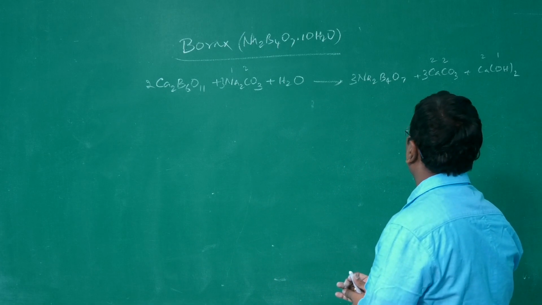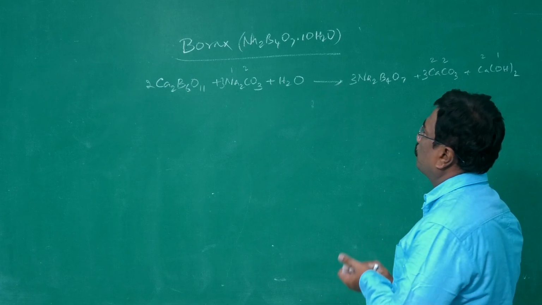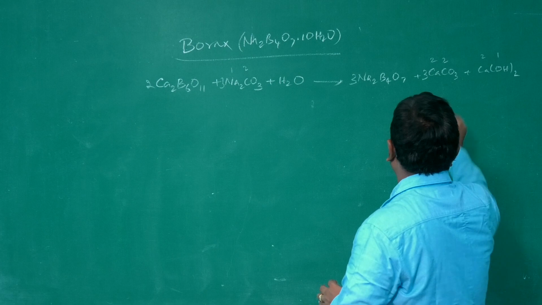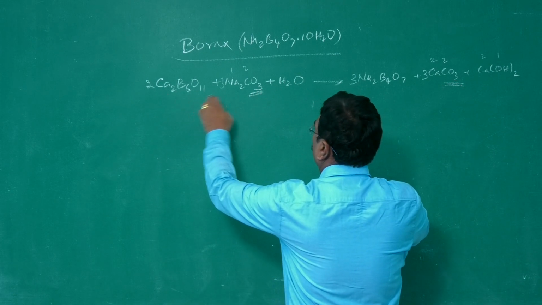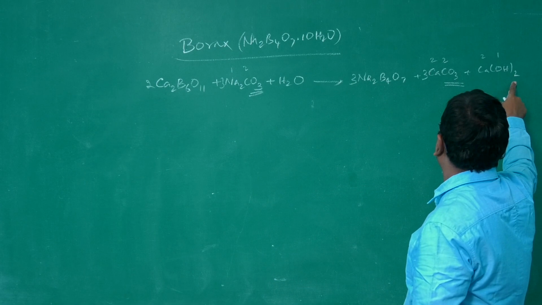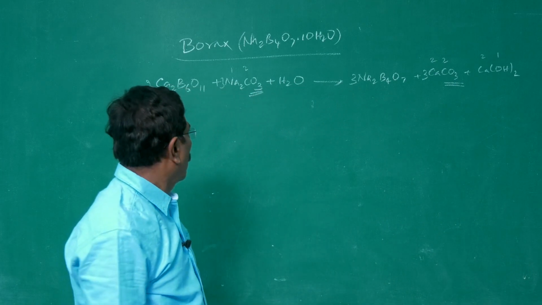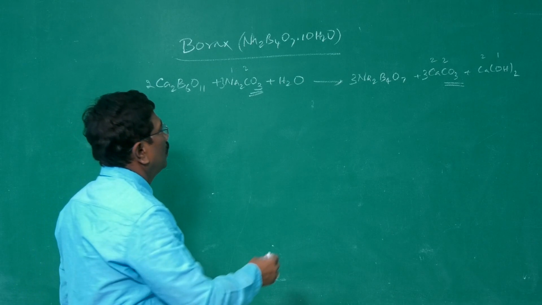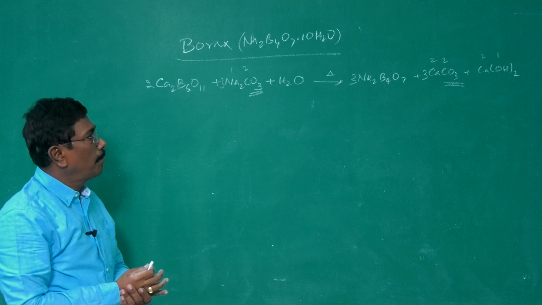We have to count only the number of hydrogen and oxygen. Hydrogen we have only 2, therefore it is balanced. If we count oxygen, it will be balanced only. 3 carbonate and 3 carbonate, so oxygen there need not be counted. 22 plus 1, 23. 3 into 7, 21 plus 2, 23 oxygen. Balanced equation. So when colemanite is heated with sodium carbonate solution, it becomes borax. This is how borax is prepared.